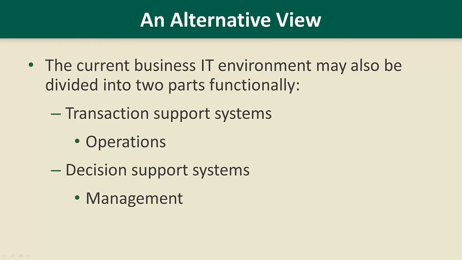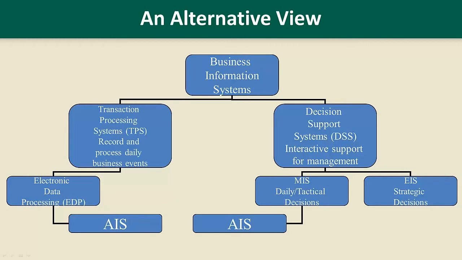An alternative way to look at the business IT environment is to look at it functionally into two parts. There's transaction support systems, which deal with our daily operations, for example, ordering inventory, manufacturing cars. And then there's decision support systems, which support management in its functions of planning, evaluating, and controlling day-to-day operations at different levels. This diagram illustrates that functional division.